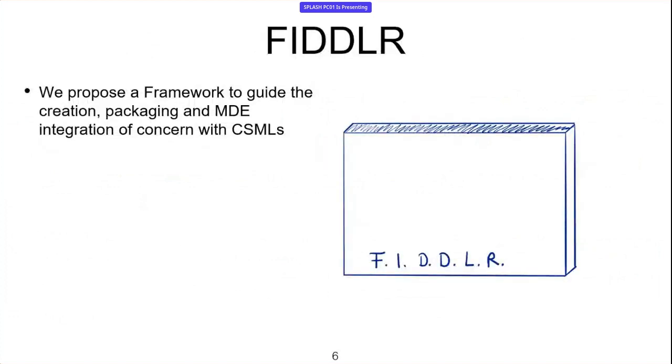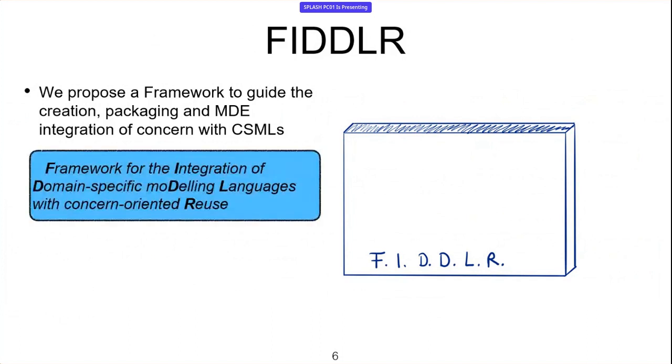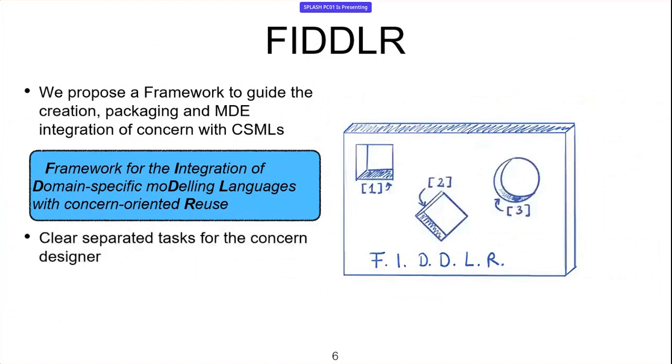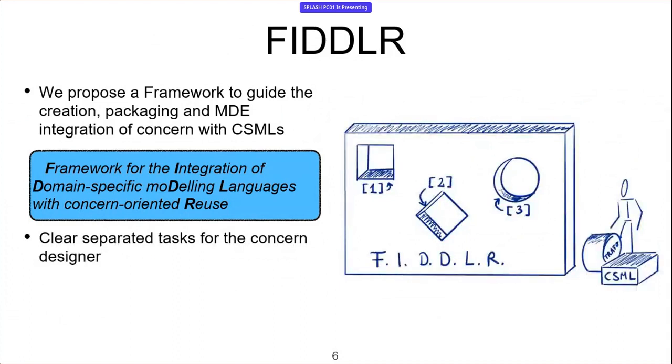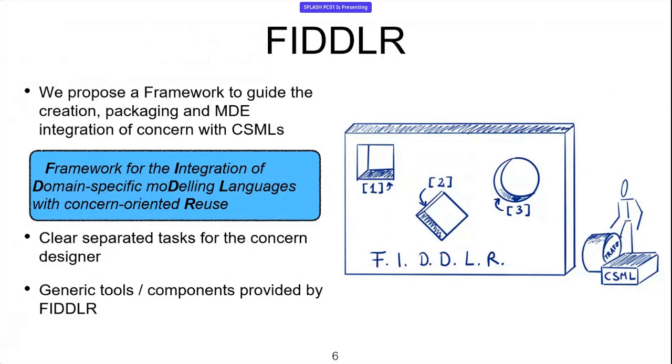So the title of our paper is FIDDLR, because we propose this framework for helping the concern designer create and package a concern with a modeling language. So it's an abbreviation for framework for the integration of domain-specific modeling language for concern-oriented reuse. And it basically splits this complex task, building a language and packaging it with a concern, into three distinct separate tasks that can be done by the designer. By doing it like that, we can provide some generic tools that will help the accomplishment of those three tasks. And also we can reuse existing tools that we already have in our model-driven engineering tool chain, or if we have some aspect-oriented weavers that are already there, we can reuse them.